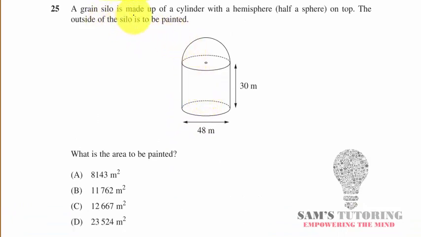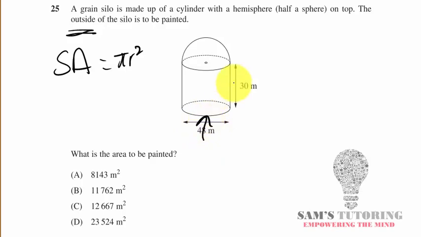A grain silo is made up of a cylinder with a hemisphere, which is half a sphere on top. The outside of the silo is to be painted. What is the area? If the outside is to be painted, it's essentially asking you for the surface area. So, what's the surface area of a cylinder? It is 2 pi r squared, but because I don't have two circles, I only have the bottom circle, the top is a hemisphere, I only use pi r squared. That's that bit there.